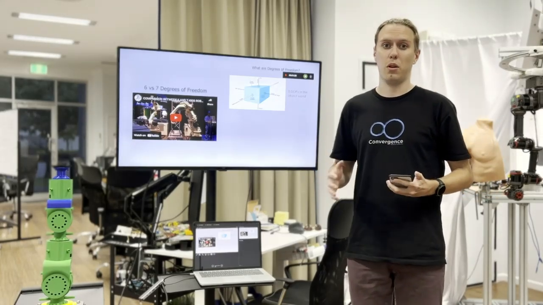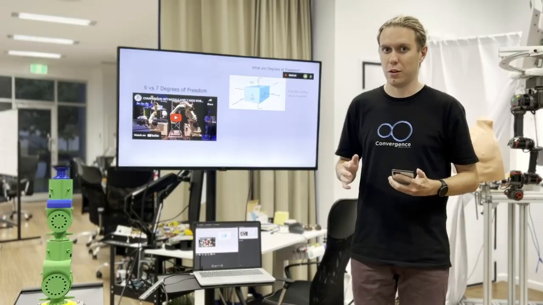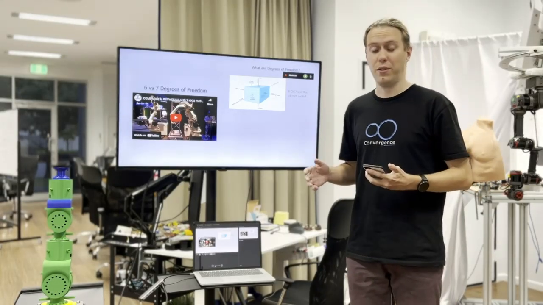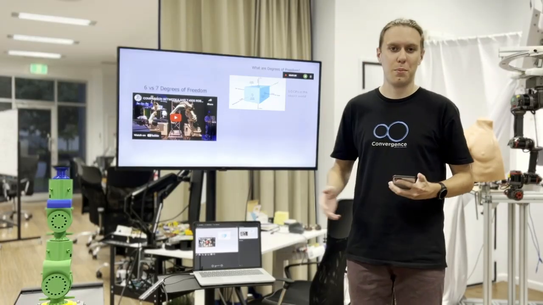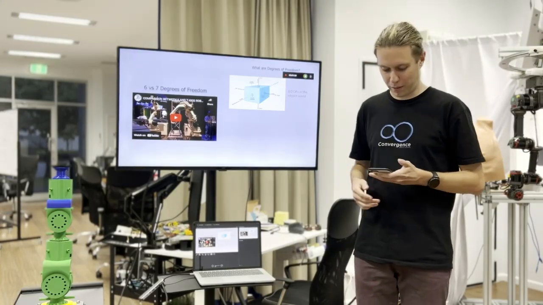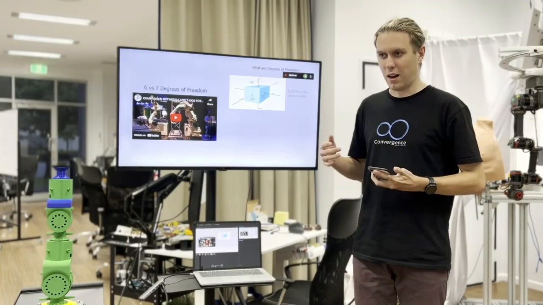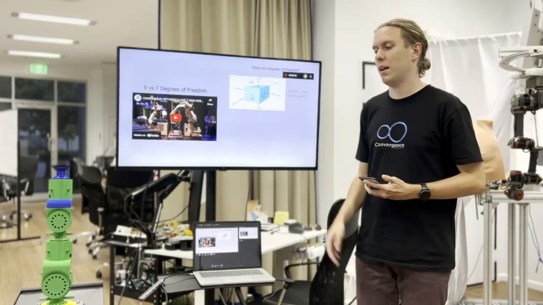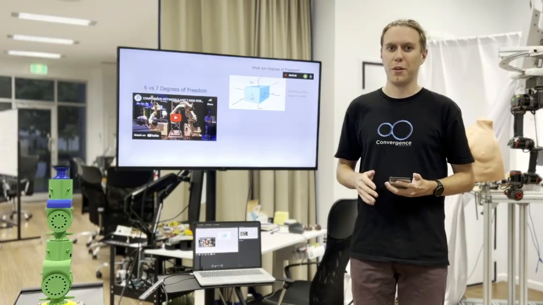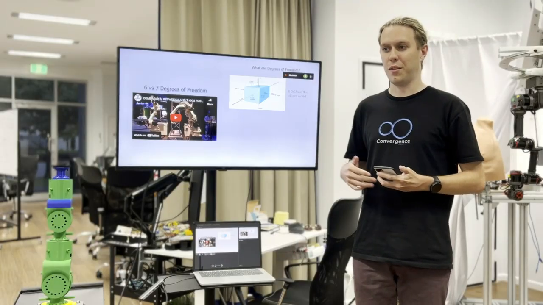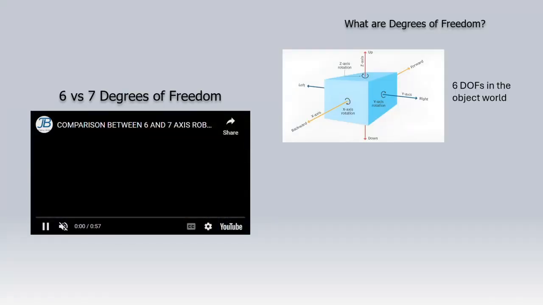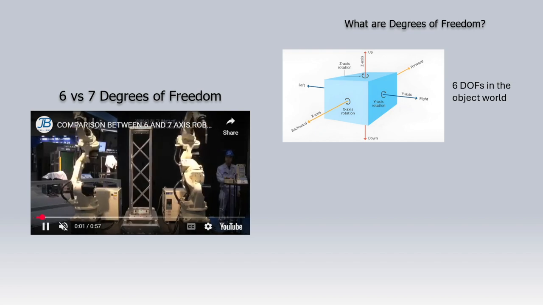In our object world, however, we only have 6 degrees of freedom. And that means that a robot with 6 degrees of freedom can get to any point at any angle that it possibly wants. But we can have extra degrees of freedom, and that's where my design comes in. The 7th degree of freedom allows for extra movement around certain objects, as you can see in this video here.